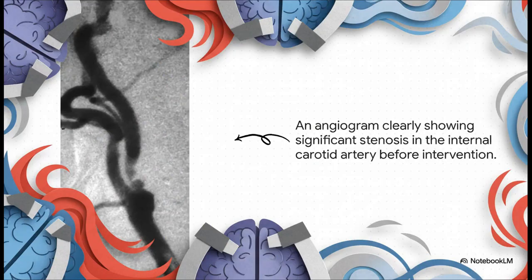And this image just illustrates it perfectly. This is what we're up against. You can see that critical narrowing, that choke point for blood flow heading to the brain. This is the exact lesion we need to fix. And of course, protecting the brain while this very artery is clamped is the central challenge of the entire anesthetic.